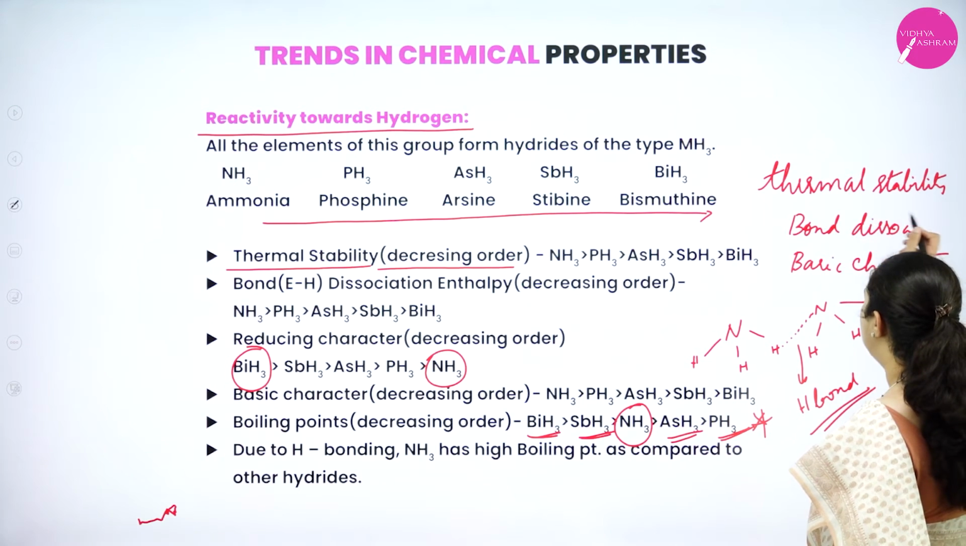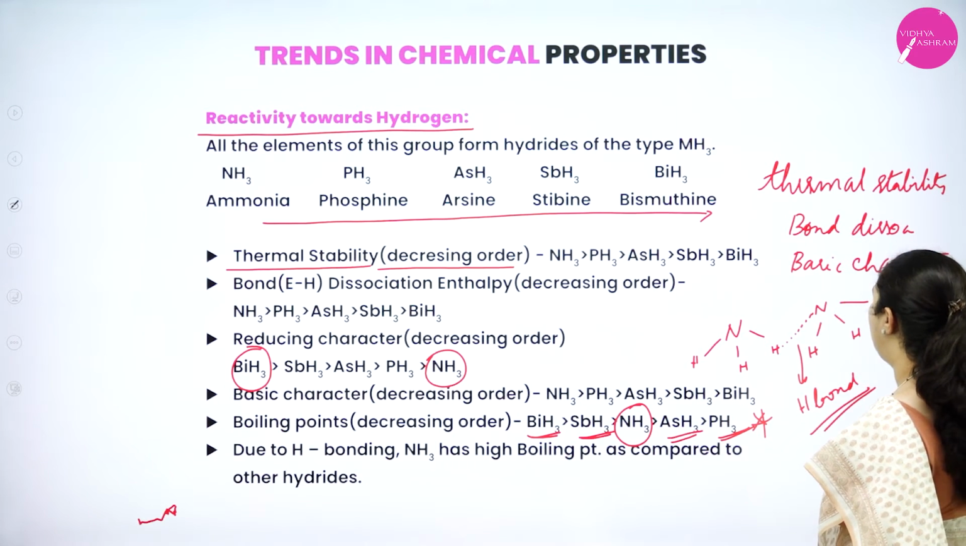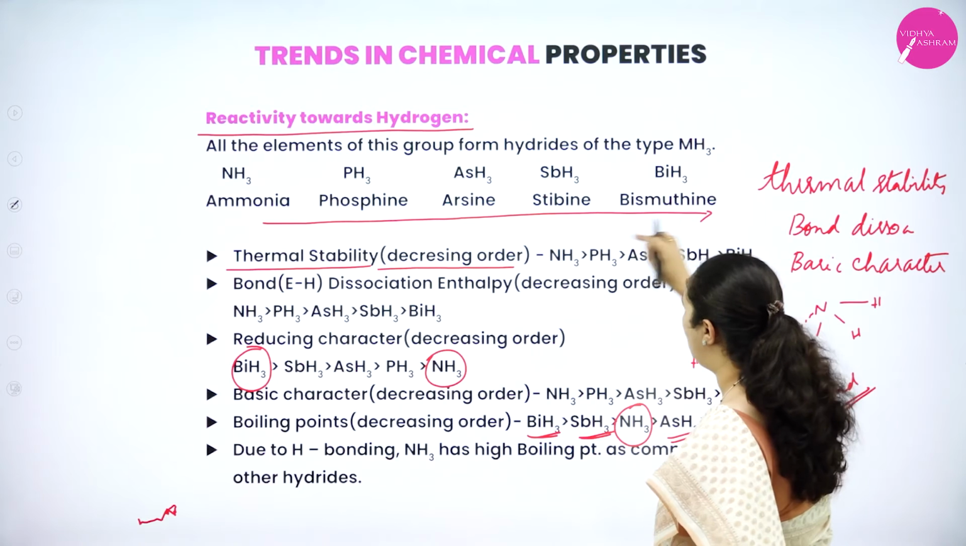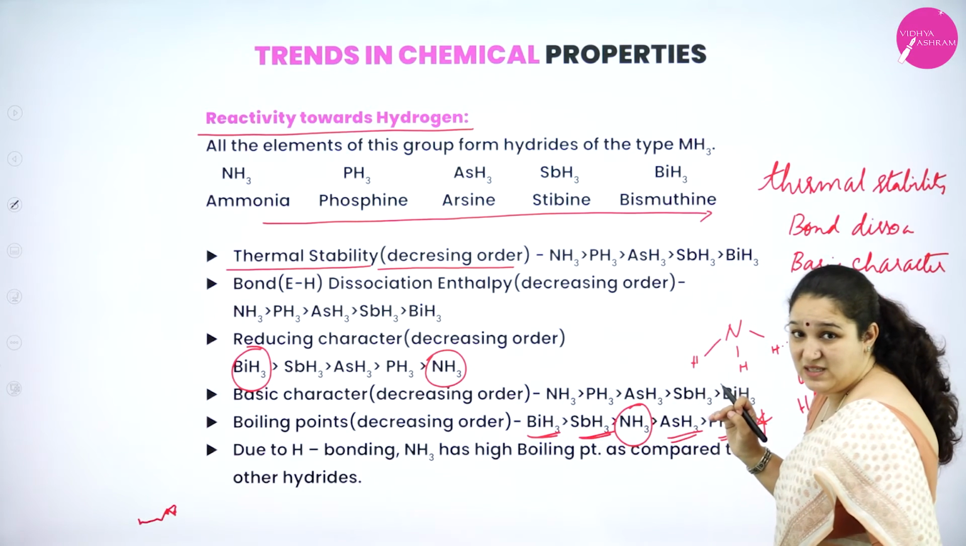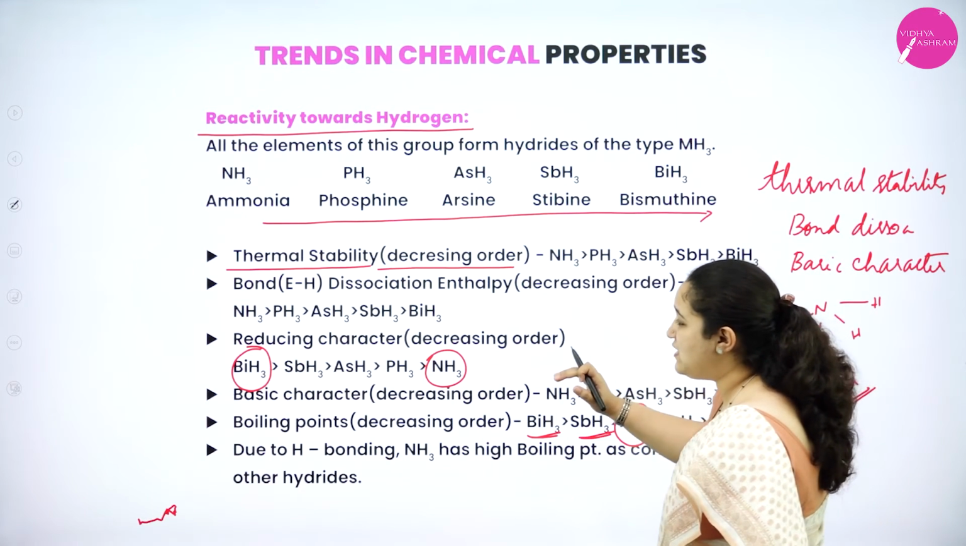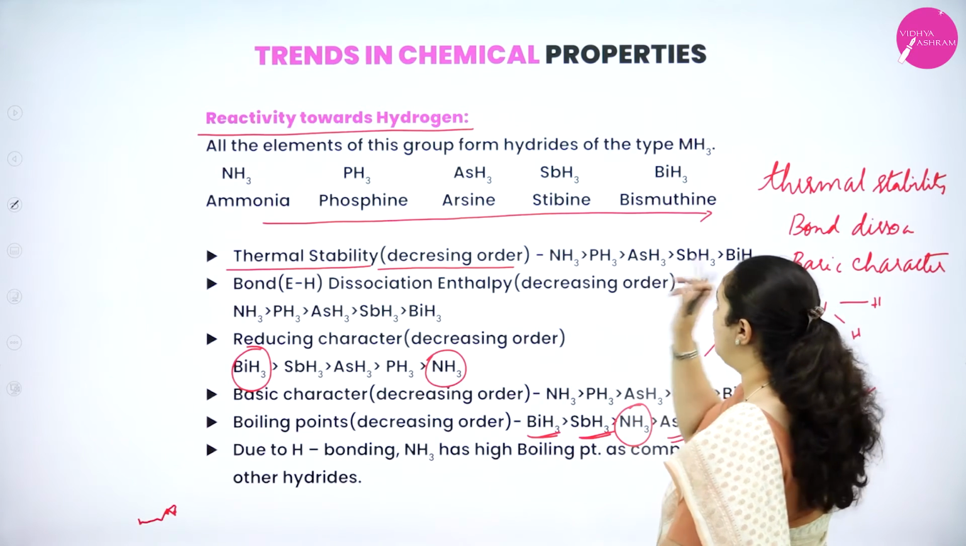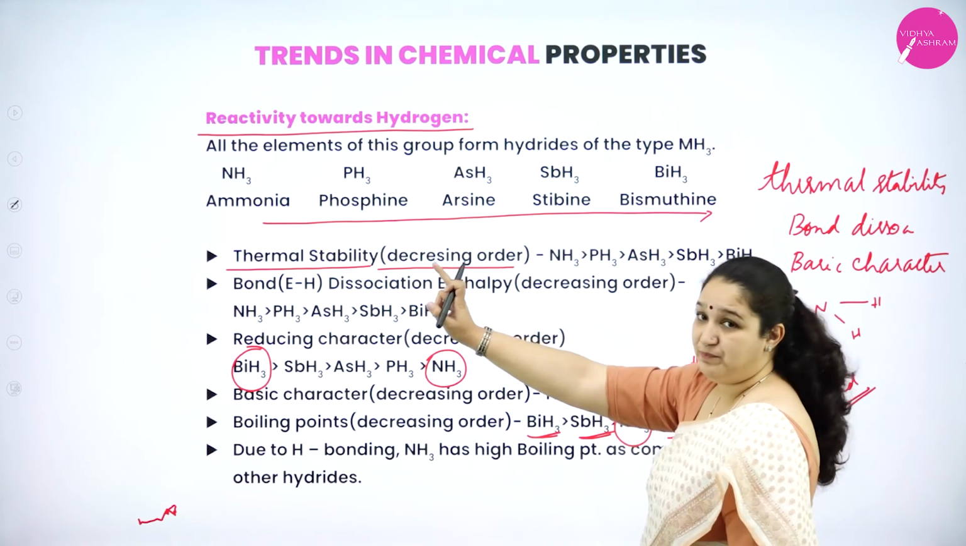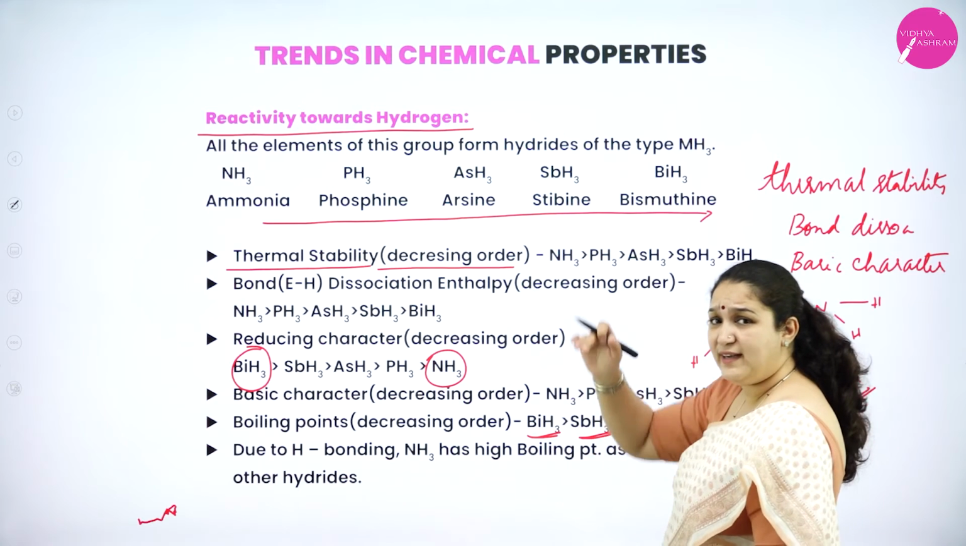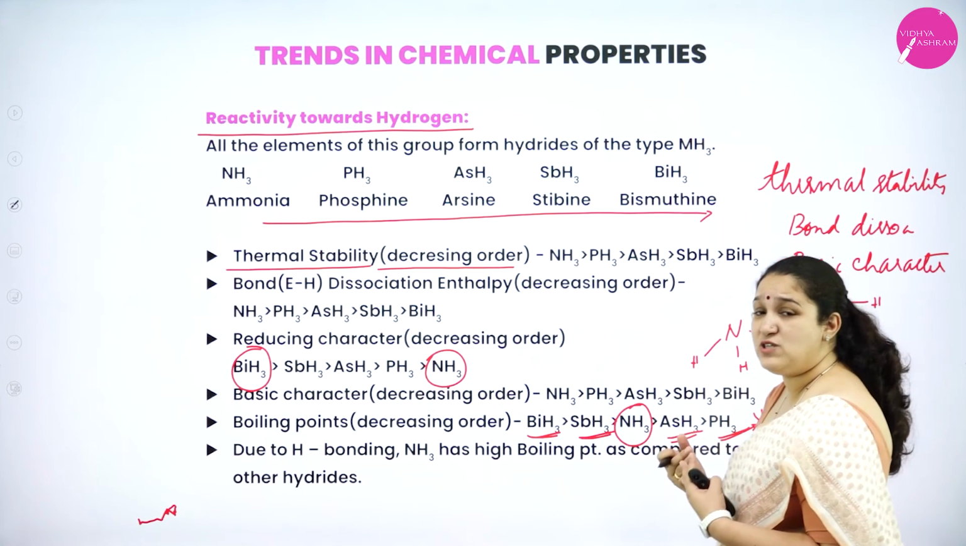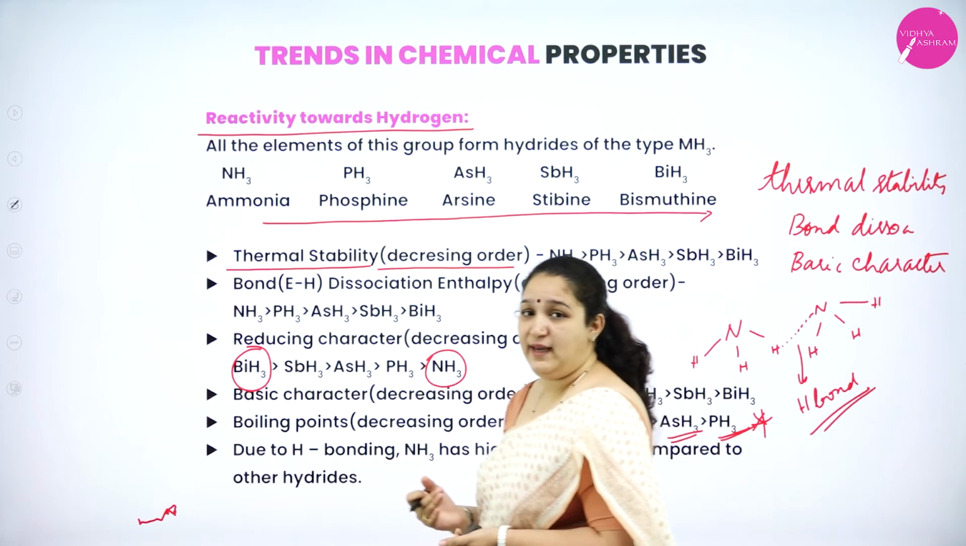All the others like thermal stability, bond dissociation enthalpy, basic character, as we come down the group, it is decreasing. Only reducing character is the other way around, that is, we go from down to up. Okay, or I can tell, as we come down the group, reducing character increases.